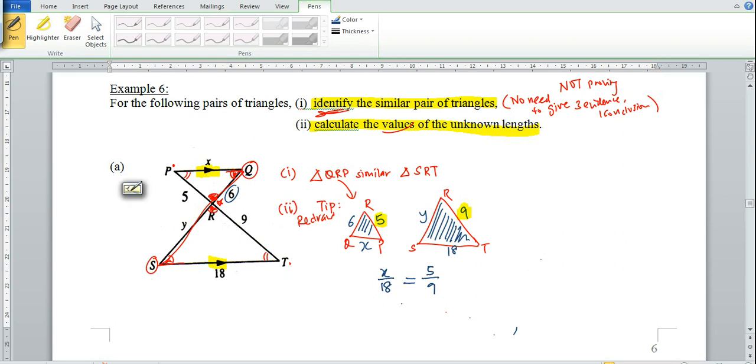Based on this, I can cross multiply. So 9x is equal to 90, and x is equal to 10 units.